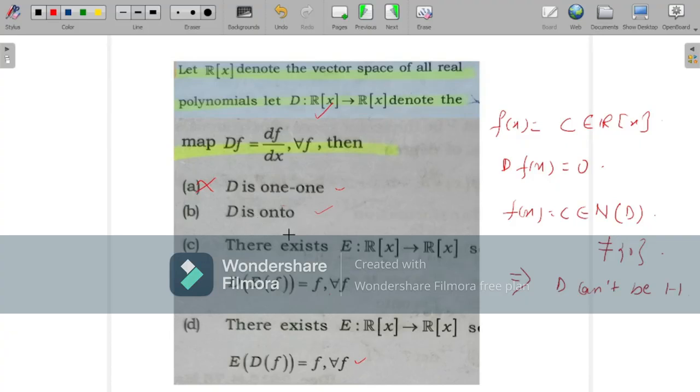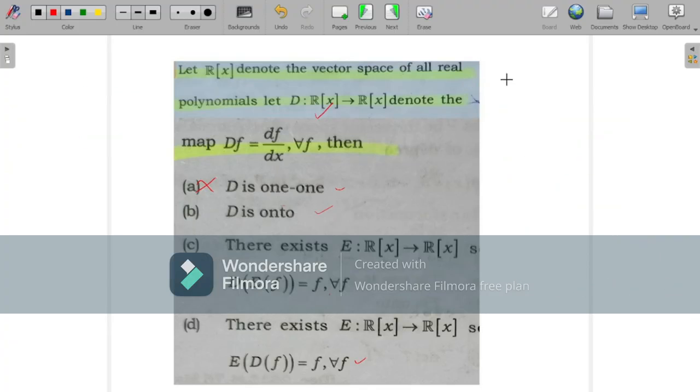Now can D be onto? See here, the polynomial space, this R of x, is an infinite dimensional space. So if T is not 1-1, this will not imply that T is not onto. If T is a linear transformation from vector space B to B, where B is an infinite dimensional space, then it is possible that T is 1-1 but not onto, or vice versa, T is onto but not 1-1. It is possible in infinite dimensional space, but not in finite dimensional space.